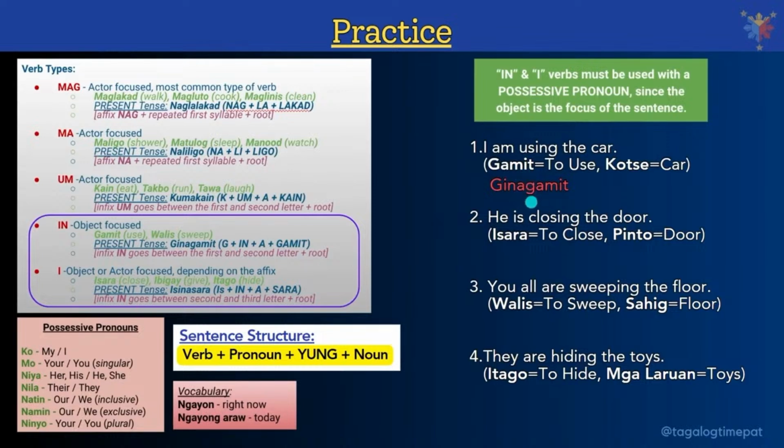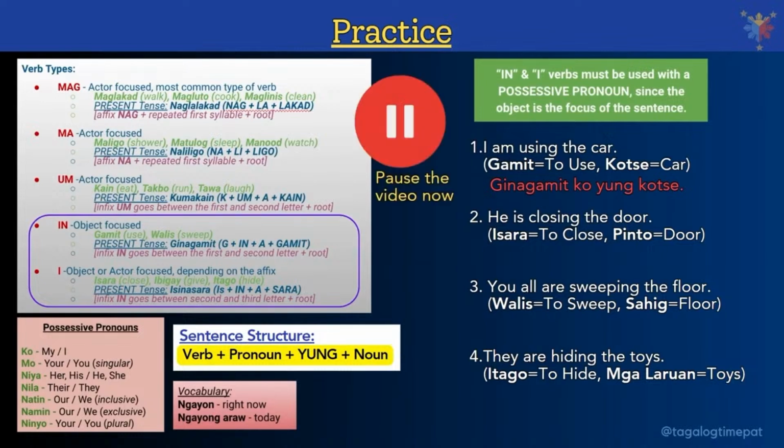Gamit is to use. In the present tense, it's ginagamit. Remember, the in just goes between the first and second letter, and then it's the root. Ginagamit, and then the pronoun I in the possessive pronoun is ko. And then yung car is coche. Ginagamit ko yung coche. I am using the car. So as you can see, we just kind of plugged everything into this sentence structure. And then we also used the pattern that we learned for these different types of verbs.